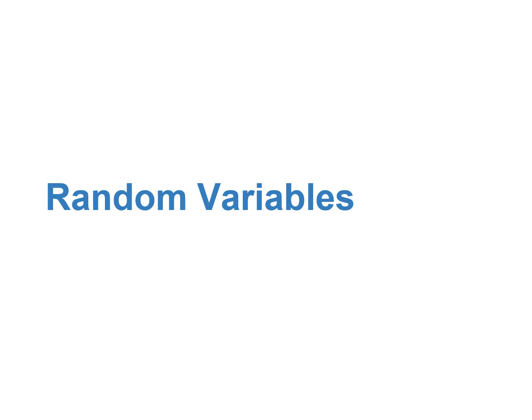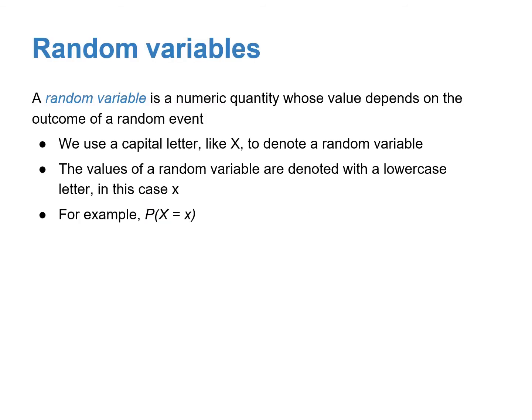This video is going to talk about random variables, which is section 3.4 in the textbook. A random variable is a numeric quantity whose value depends on the outcome of a random event. We use a capital letter like capital X to denote a random variable, and the values that the random variable takes are denoted with a lowercase letter. In this case, we'd use little x. So we'd talk about the probability that the random variable X takes on the value little x.